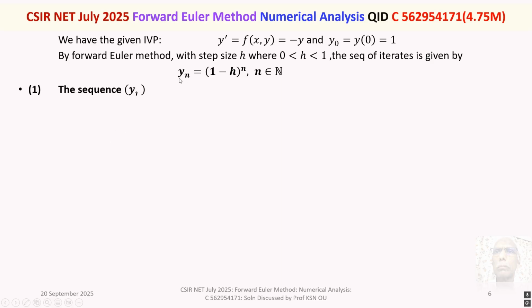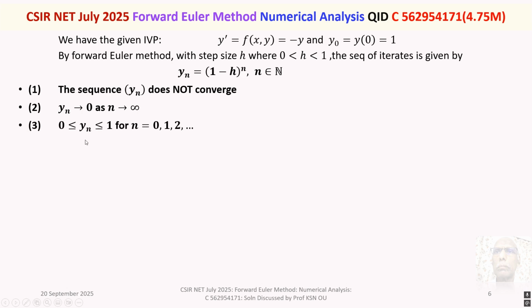What we have is the nth iterate yn is 1 minus h to the power of n, n belongs to the natural numbers. Consider the options. Option 1, the sequence yn does not converge. Option 2, yn tends to 0 as n tends to infinity. Option 3, 0 less than or equal to yn less than or equal to 1 for n is equal to 0, 1, 2, etc. We have 0 less than h less than 1.